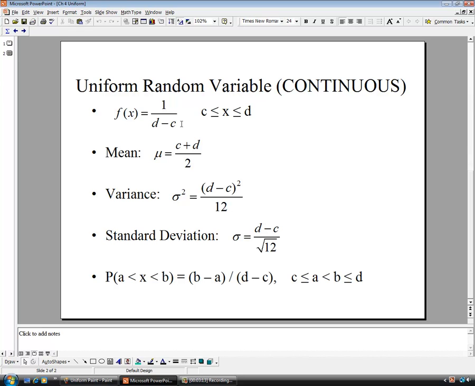I have an example set up. Also, I'd like to note that the equal to signs aren't involved. If you want to put the equal to signs, that's fine, but as I'll show you in a minute, the probability that x is exactly any value is 0.